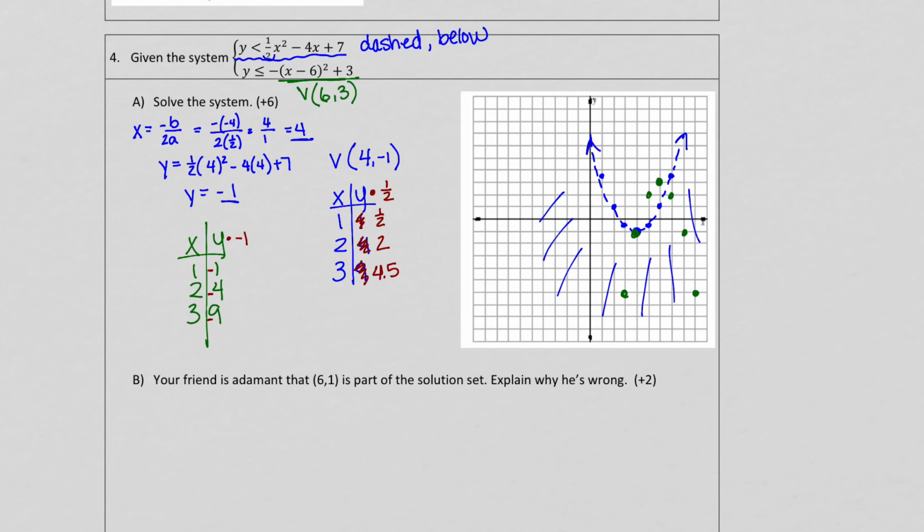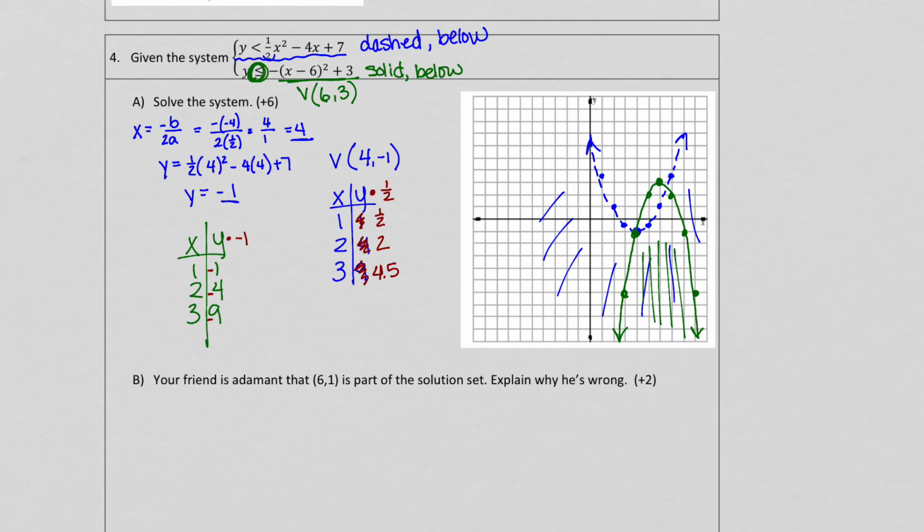Now this one, let's look at our symbol. It's equal to, so I know it's solid, not dashed. It is less than, so it is shaded below. All right, so it's solid. Let's get my parabola on there. Not dashed. But it too is shaded below.